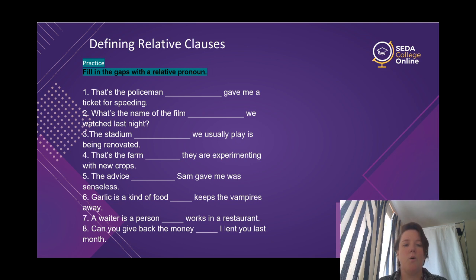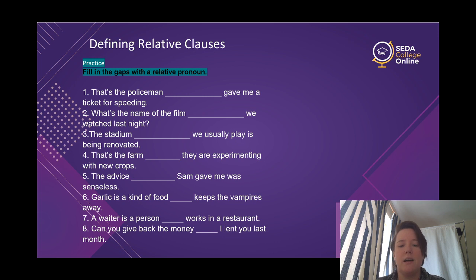Number 4: That's the farm they are experimenting with new crops. Crops are like vegetables, potatoes, all things like that. Corn would be crops as well. So that's the farm. Again, look at the word farm. Is that a place, a thing, or a person? Okay, next one.